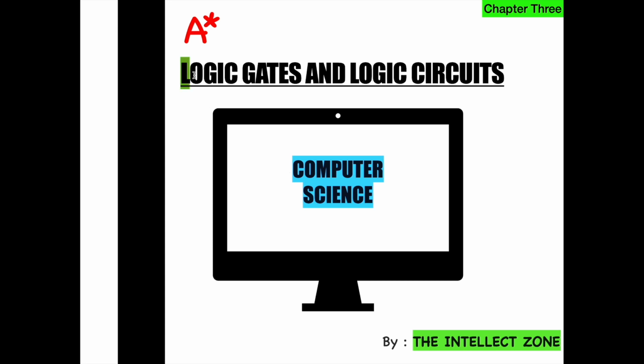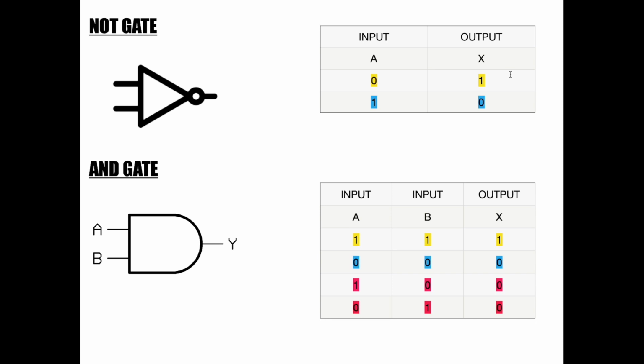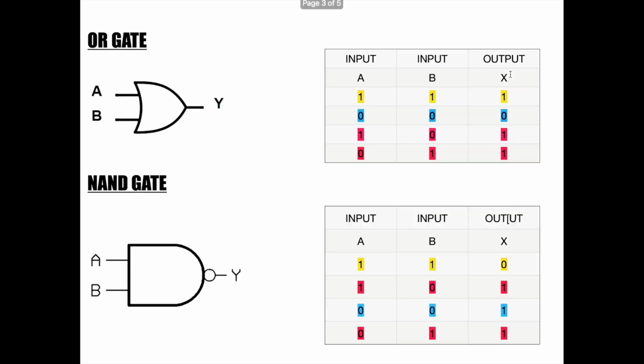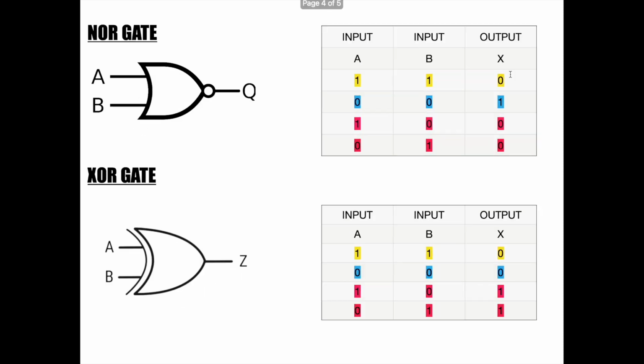The third chapter is named Logic Gates. As the name suggests, here we will be going through the types of logic gates, and after going through them all, we will be going through logic circuits. There are 6 logic gates in number: the NOT gate, the AND gate, the OR gate, the NAND gate, the NOR gate, and finally the XOR gate.